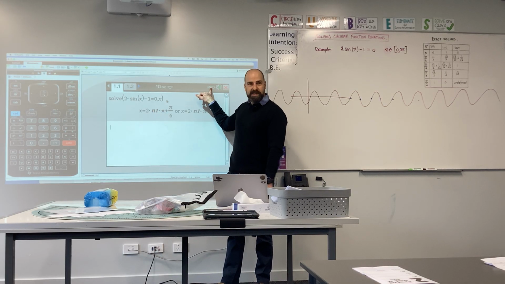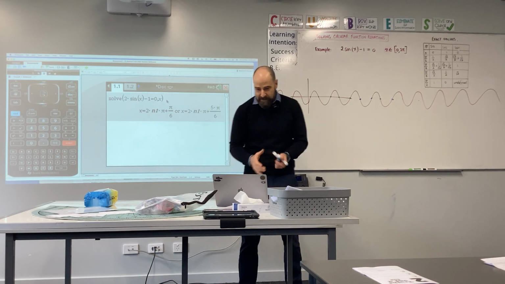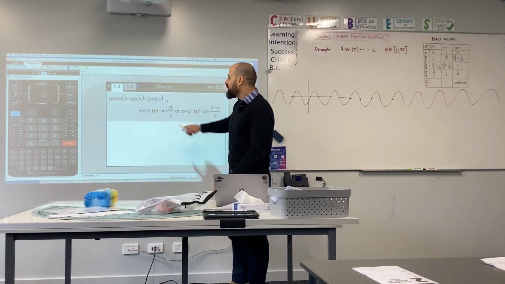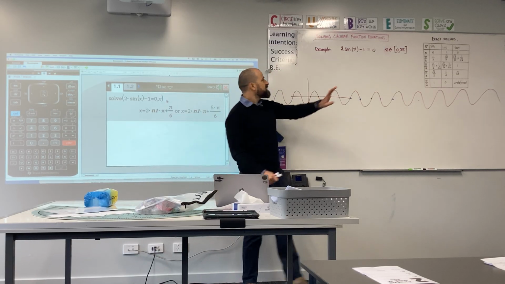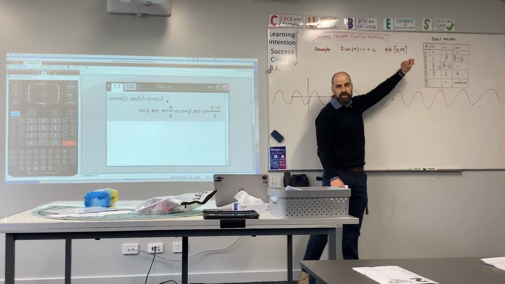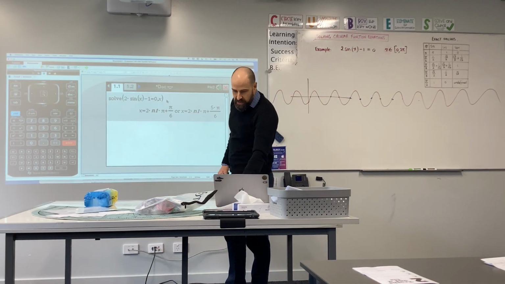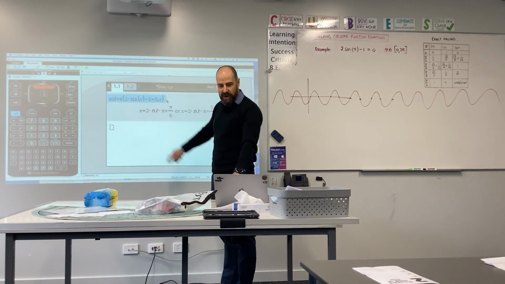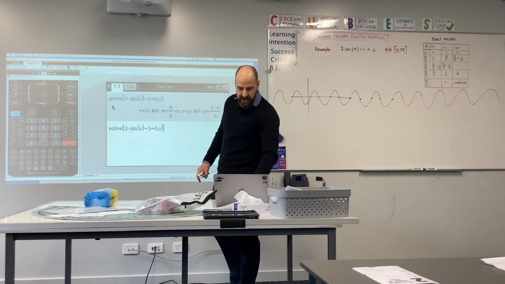Is yours in radians? First thing. Okay. So what I want to do with my calculator is I want to tell it that I only want the solutions between 0 and 2 pi. So I don't have to retype it, just arrow up, get to your equation, hit enter, it'll copy it down.